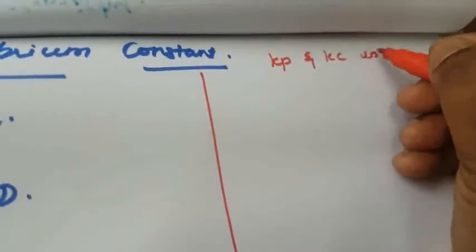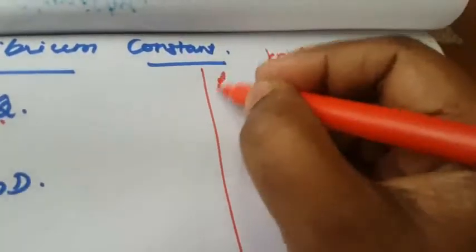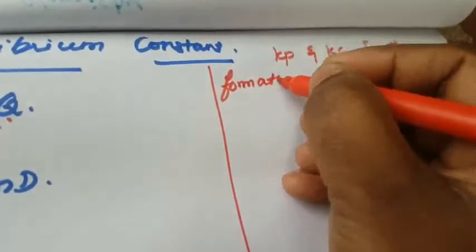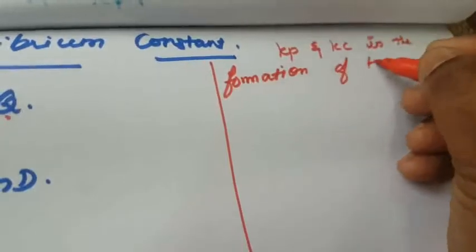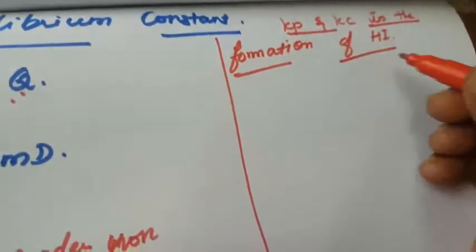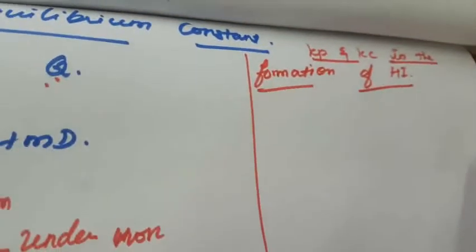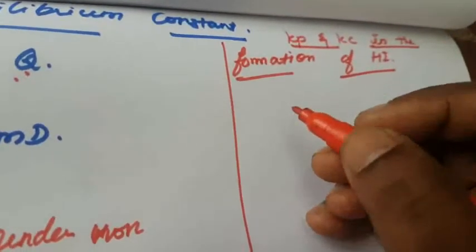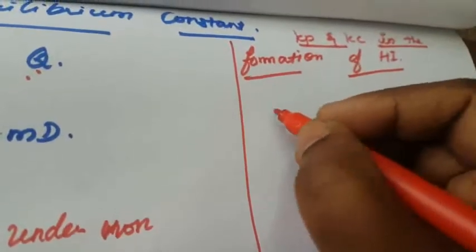Kp and Kc in the formation of hydrogen iodide. This is one important question: how to derive the Kp and Kc value in the formation of hydrogen iodide. First we consider the formation of hydrogen iodide. So this is the equation.